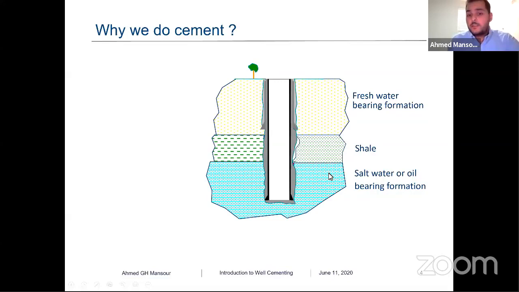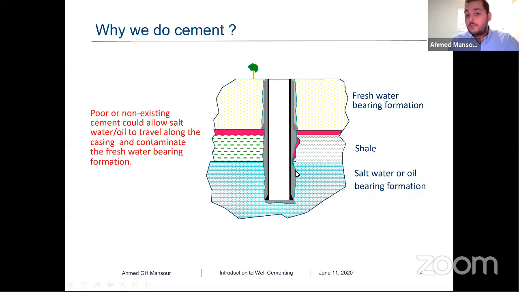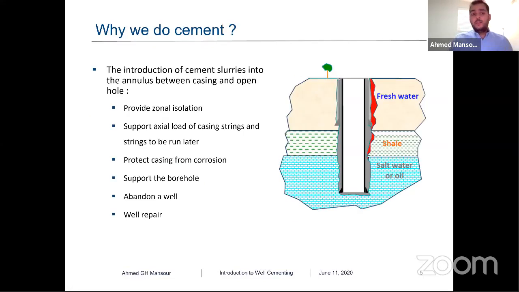By pumping the cement, we are able to isolate the salt water from contacting the fresh water as well. We are able to prevent any contamination between the oil zone and the fresh water. So poor or non-existing cement could allow salt water or oil to travel along the casing and contaminate the fresh water bearing formation. So here are some of the purposes of pumping cement in an oil well.